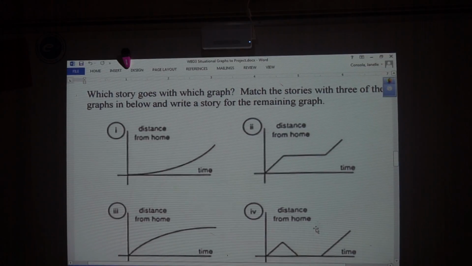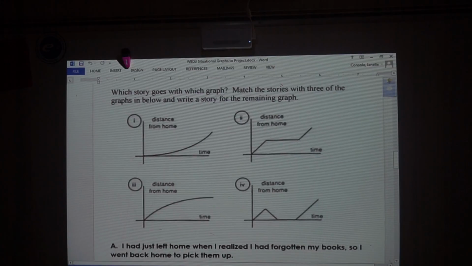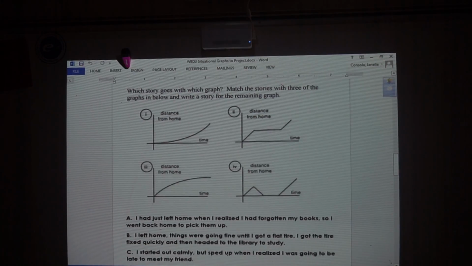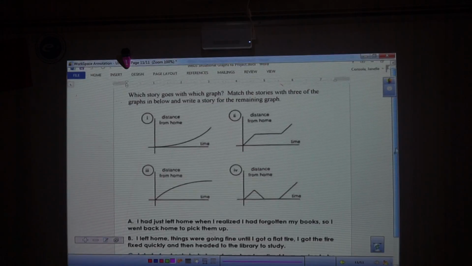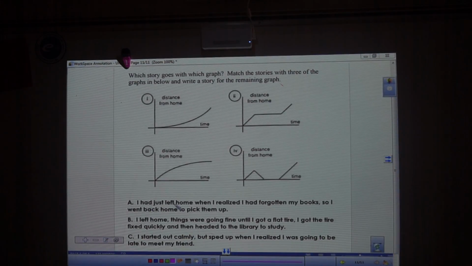All right, which story goes with which graphs? Now this time we're going to match the story with the graph. Now this one can be a little bit trickier. Okay? All right, it says, I had just left home when I realized I'd forgotten my books, so I went back home to pick them up. Notice the X is time, and the Y is distance from home.